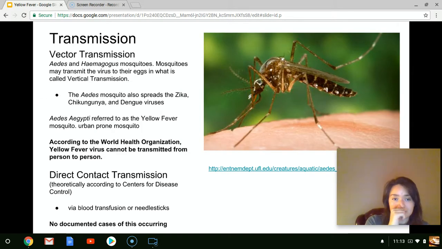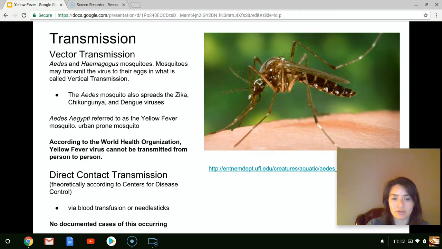Yellow fever virus is transmitted by the mosquito, particularly the Aedes and Haemagogus mosquitoes. The mosquitoes can transmit the virus to eggs in what's called vertical transmission. The Aedes mosquito is the primary vector, but it also spreads the Zika, chikungunya, and dengue viruses. The primary mosquito is the Aedes aegypti mosquito, often referred to as the yellow fever mosquito.